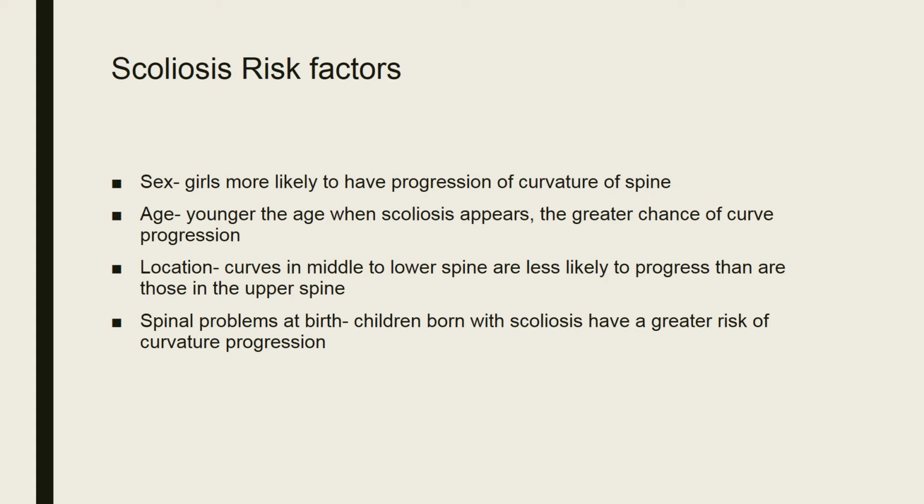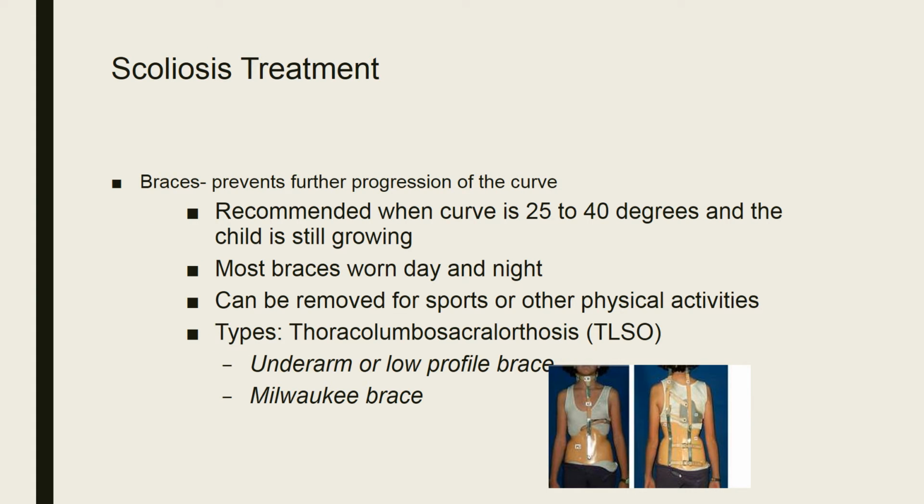Spinal problems at birth. Again, children born with that scoliosis have a greater risk of that progressive curvature getting worse as well. How they treat scoliosis, they can use some type of braces, which is going to hopefully prevent that curvature from getting worse.